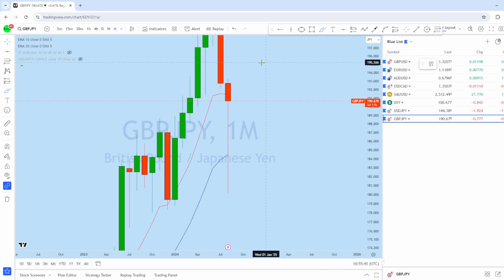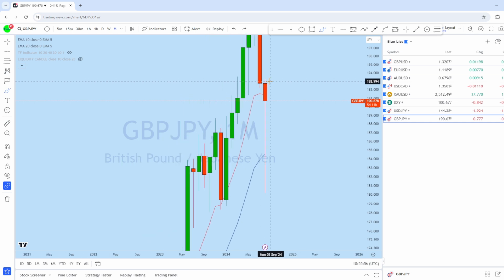As we can see, there is a significant drop on the monthly. There is a huge long wick candle, and before the monthly close, it is less likely that GBP JPY might go ahead and form a bullish candle. Instead, what I think is that we might see further downside this week.